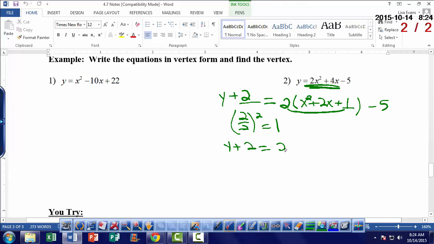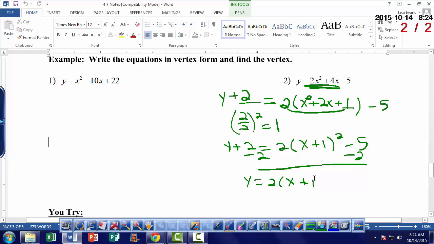I have a 2, and then I'm going to go ahead and factor this trinomial. So we get x plus 1 squared. Now I just have to subtract 2 on both sides because I want y all by itself. So I get y equals 2 times x plus 1 squared minus 7. This is vertex form. The vertex is the opposite of what you see on the inside and exactly what you see on the outside.